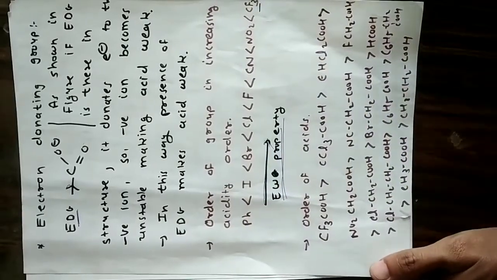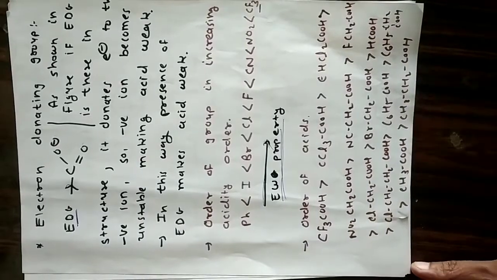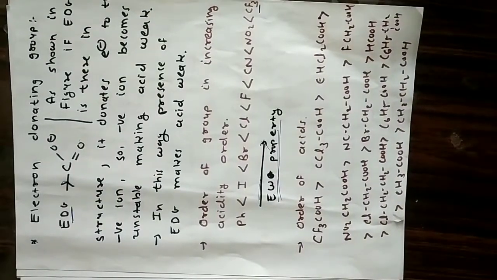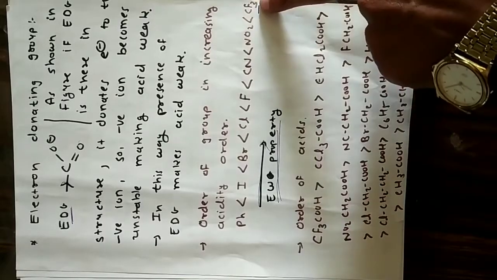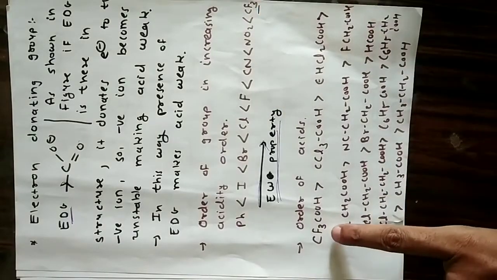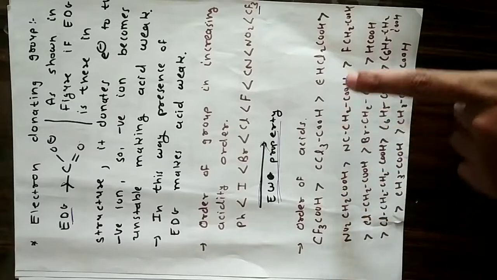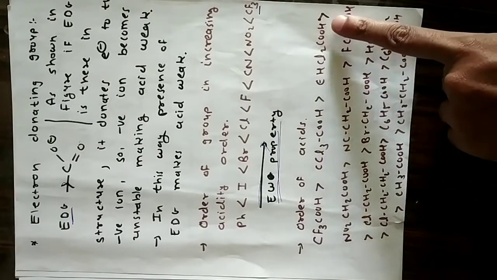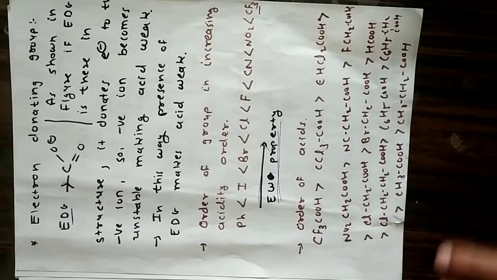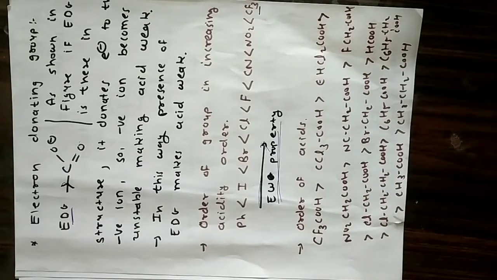Okay. Now here's the order of acids according to their acidity. So you can see CF3COOH that we have discussed here, it is the strongest acid, then Cl3COOH, then CHCl2COOH. In this way the order is here. You can write the order. Order is important for MCQ purpose.